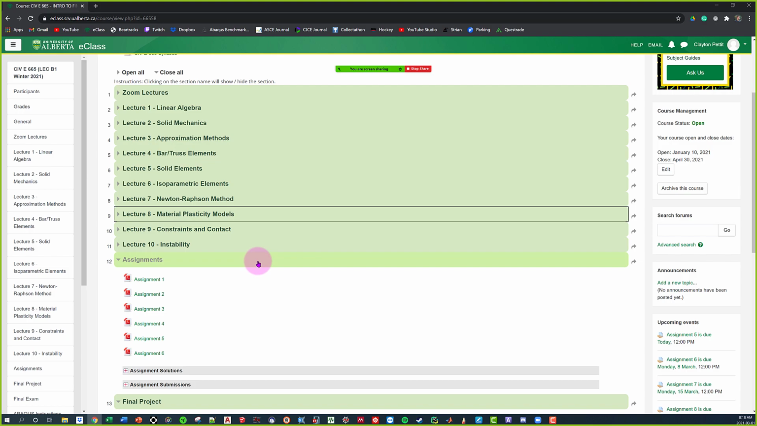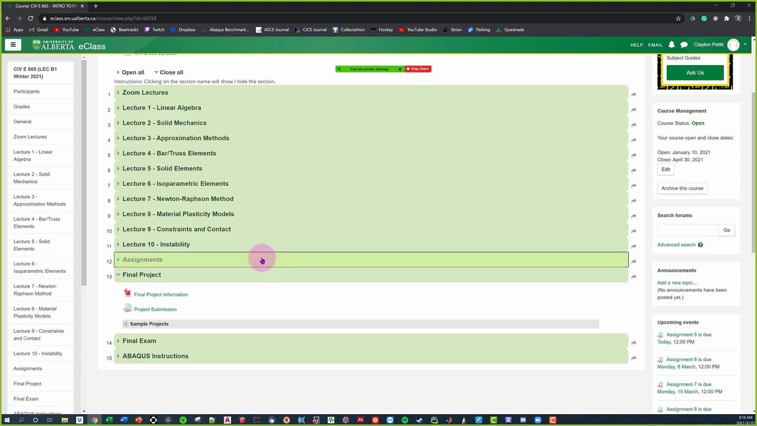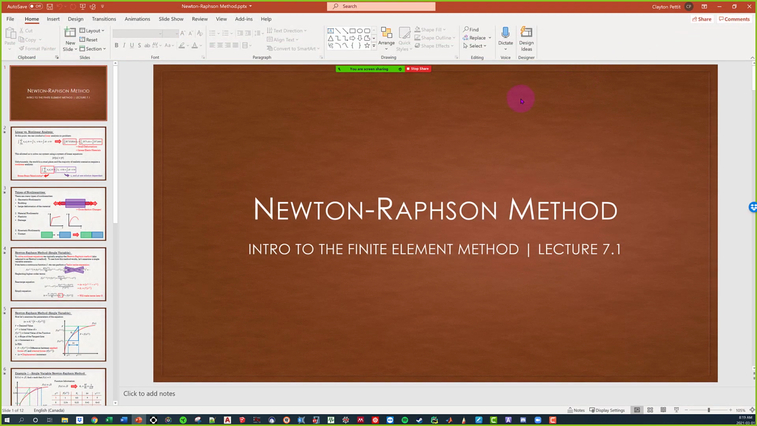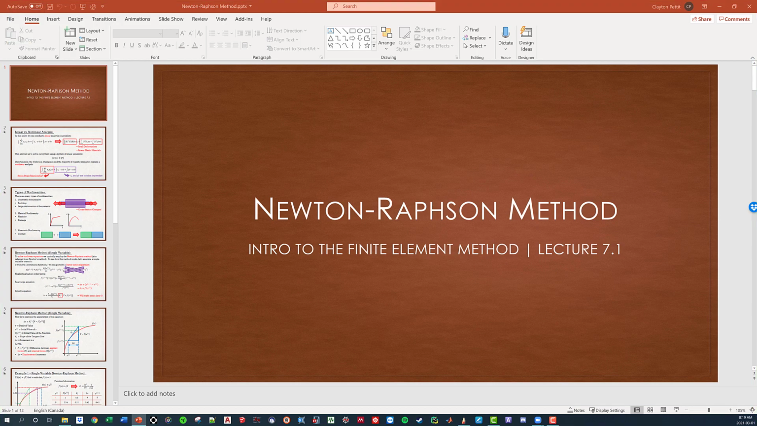Other than that, I don't see any other questions. We are going to start today's lecture. Well, almost start today's lecture. I'm going to exit out of E-Class, but instead of getting into the Newton-Raphson method, what I would like to do is share this drawing screen. Can you guys see the drawing screen now? I'm not too sure if this black screen is what's being displayed.